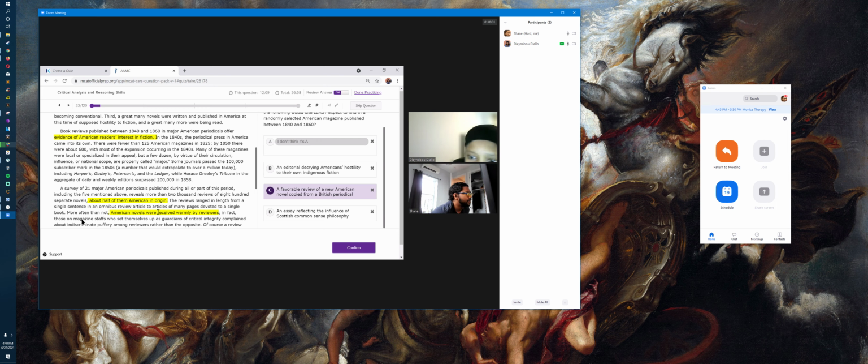Let's see. I guess now we would have to use strategy. Oh yeah, definitely. I'm trying to find where there would be something about decrying Americans' hostility to their own indigenous fiction. I feel like out of these, if we're doing strategy, then C and D both are talking about something that's not American. Okay.